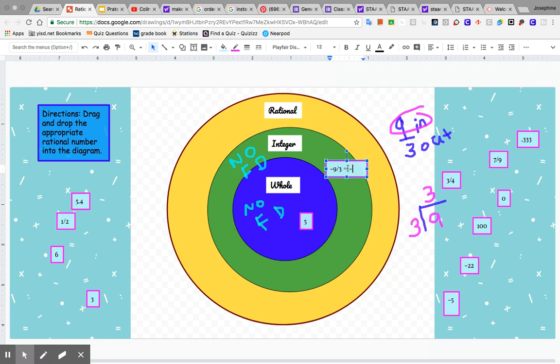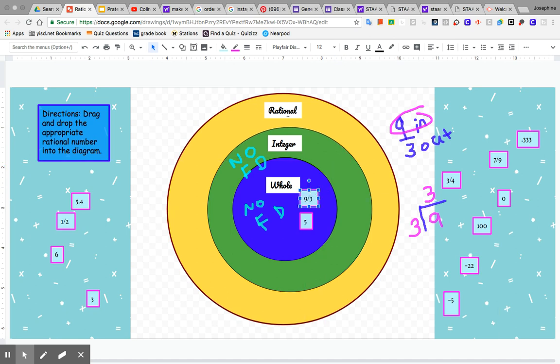Well, because if I divide 9 and 3, I still get 3. But it was a negative number. So negative 3 is an integer. Negative 9/3 has a value of a negative whole number. So that is an integer. Okay? So I'm just showing you all these different examples so you can know what whole, integer and rational look like.